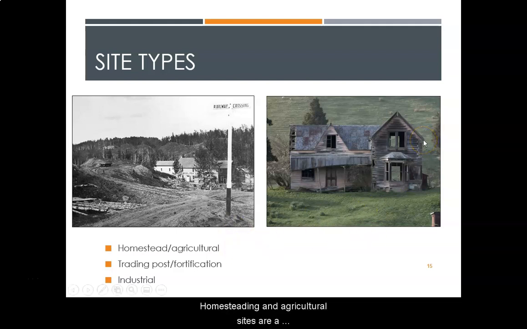Homesteading and agricultural sites are a common feature found across the Albertan landscape. On the left-hand side here, this is Vogel's meat packing plant. This was a site I helped excavate with some students from MacEwan University in 2017. And so this abattoir or meat packing site or industrial site was located in the Mill Creek Ravine.